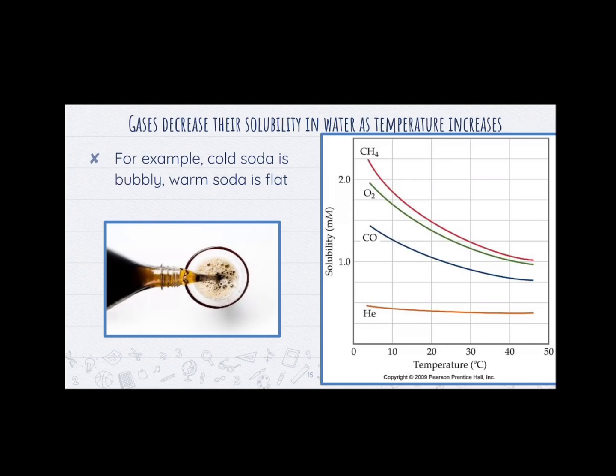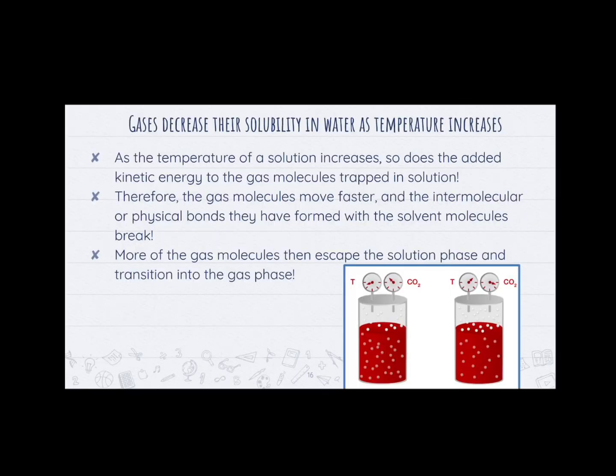Gases decrease their solubility in water as temperatures increase. For example, cold soda or cold drinks are bubbly, warm soda is flat. As the temperature of a solution increases, so does the added kinetic energy to the gas molecules trapped in a solution. Therefore, the gas molecules move faster, and the intermolecular forces, or those physical bonds that formed within the solvent, are starting to break. More of the gas molecules escape. The solution phase transitions into the gas phase.